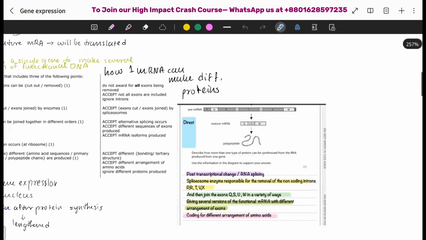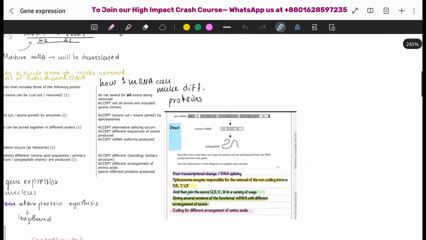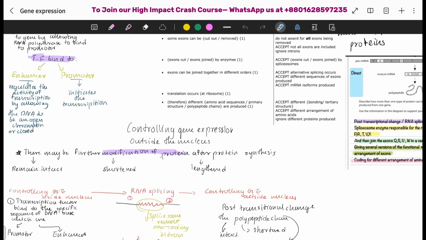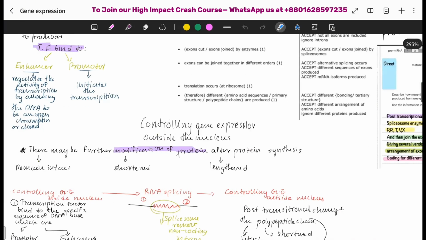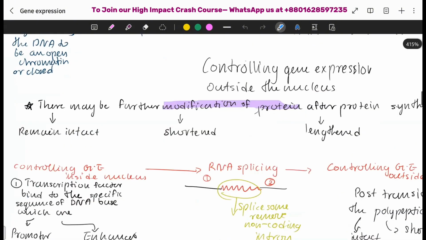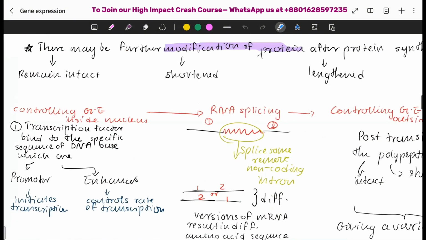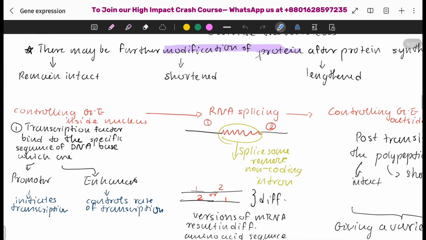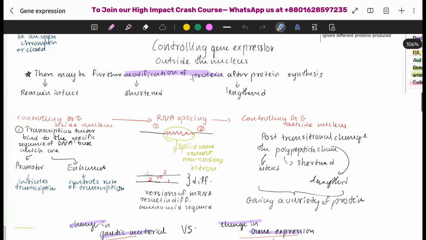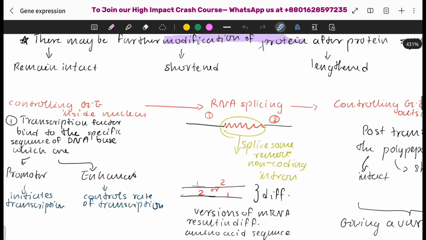And then the next one, controlling gene expression outside the nucleus. So that was for inside, and now this is outside. There will be further modification of the protein after the protein synthesis has occurred. So it can be shortened, it can be lengthened, it can remain intact like it was, okay? Controlling gene expression inside the nucleus, RNA splicing, controlling gene expression outside the nucleus. Okay. So inside, we know the transcription factor will bind to the specific sequence of DNA bases.